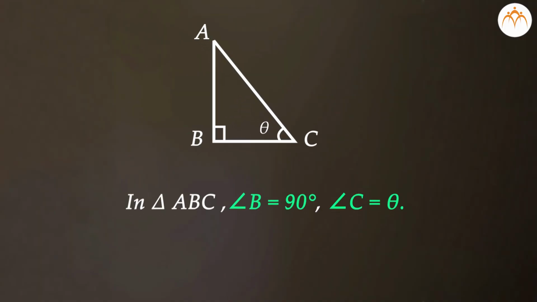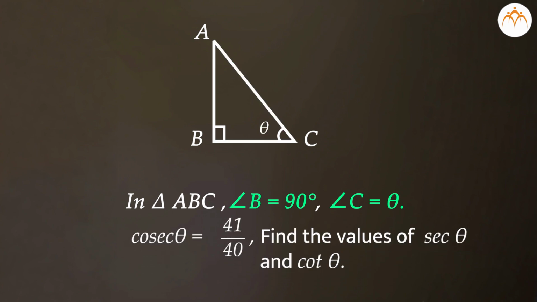We have studied 6 trigonometric ratios and the relations between them. Let's solve some examples based on them. In the given triangle ABC, angle B is equal to 90 degrees, angle C is equal to theta and cosec theta is equal to 41 upon 40. Find the values of sec theta and cot theta.